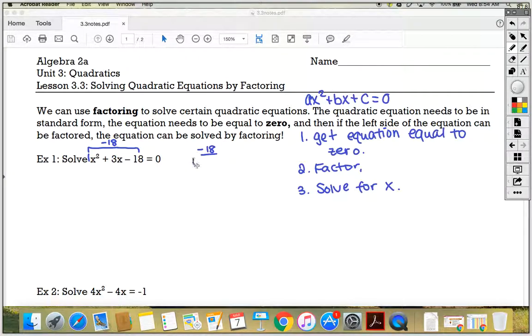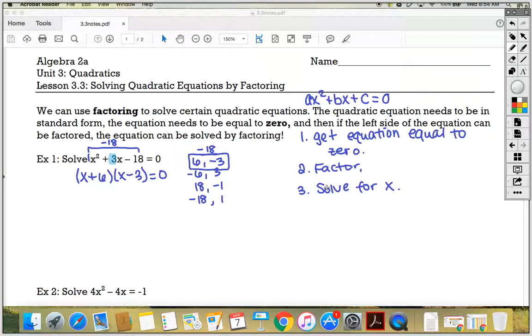Some that come to mind are 6 and negative 3, negative 6 and positive 3. I could have 18 and negative 1, negative 18 and positive 1. My factors need to add up to whatever b is. Well, b is 3. So 6 plus negative 3 gives me 3. So here are my winners. I'm going to write it as my factors: x plus 6 and x minus 3. Okay, I factored. It's still equal to 0.